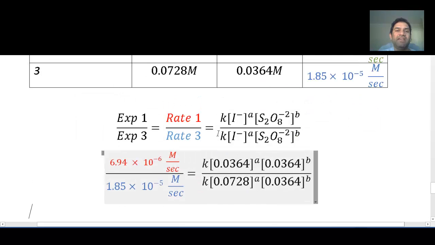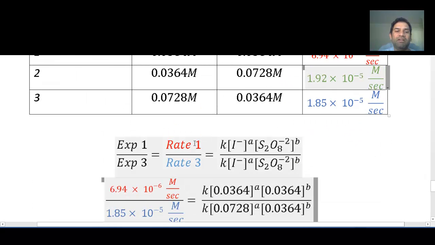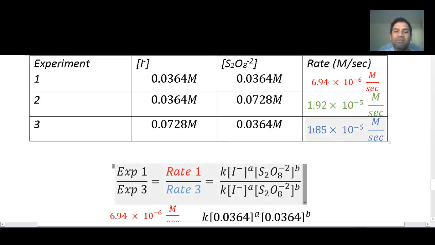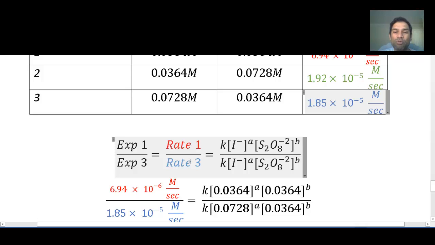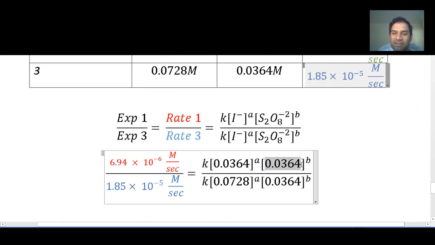So let's plug stuff in and then see what we can get from there. Plugging everything in according to this data table, rate 1 is here, rate 3 is in the blue. The concentrations for experiment 1 I got from here. Concentrations for experiment 3 are shown here. Remember, I'm comparing experiment 1 and 3. Let's cancel out some stuff. So this whole thing here cancels, and the k's will cancel, though we're going to have to find k at the end of all of this.